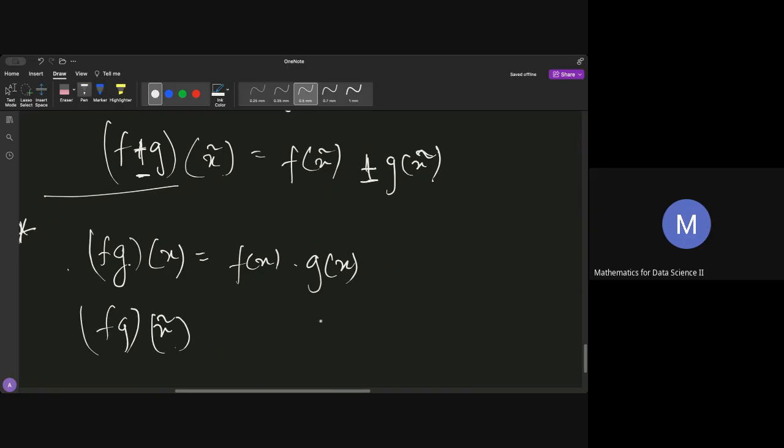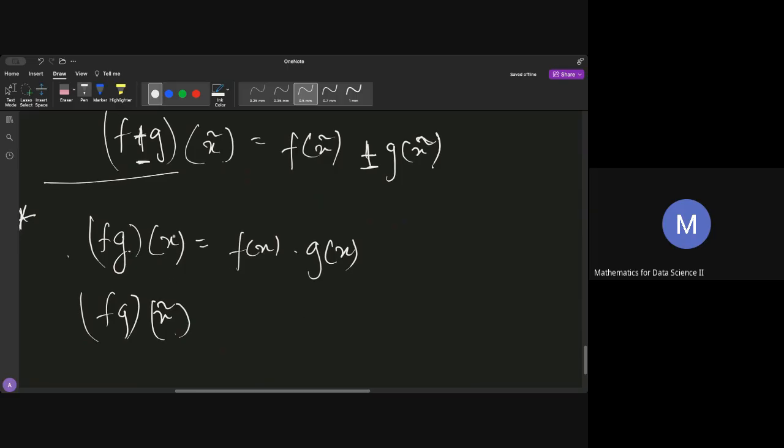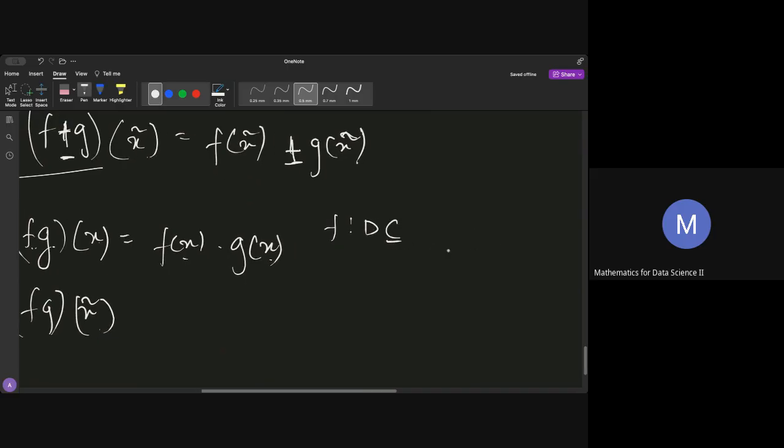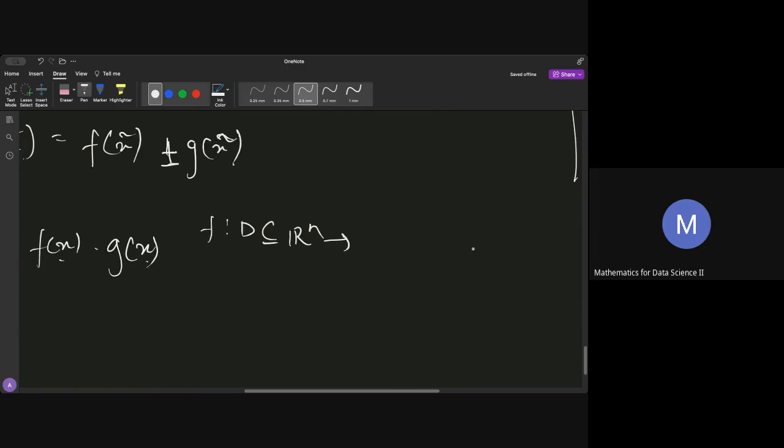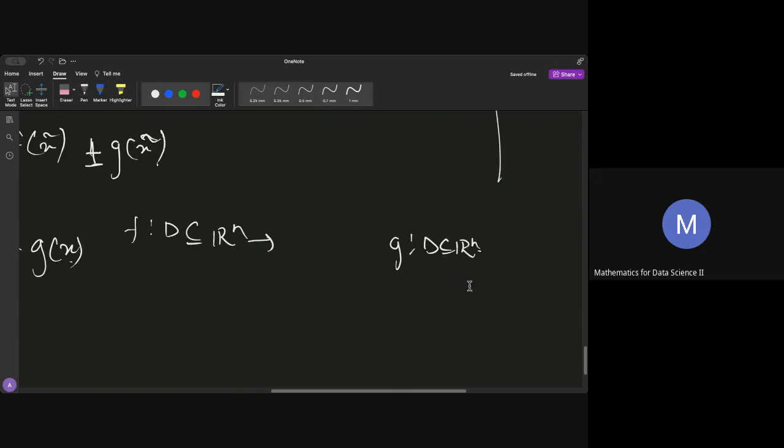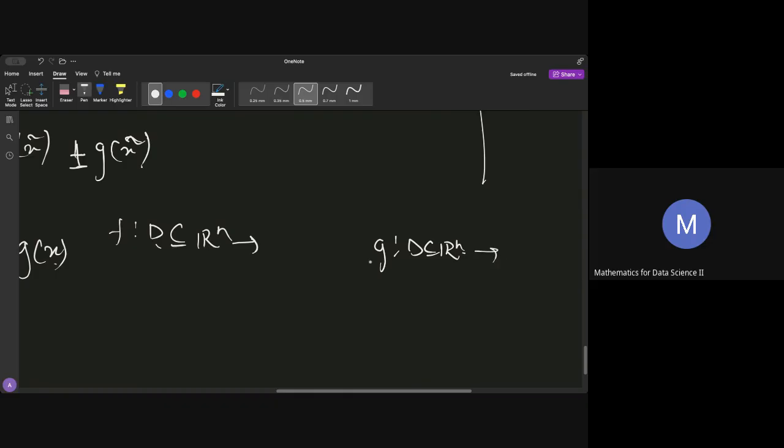So the first thing is that your domain, because you're using the same element x for both of these, x and x here. That's why the domain of both f and g should be the same. So if you want to multiply two functions, the domain should be the same, right? f is from Rn to something, and g is also from a domain in Rn to something. Both of these domains should be the same.